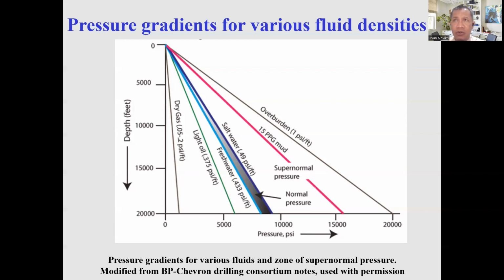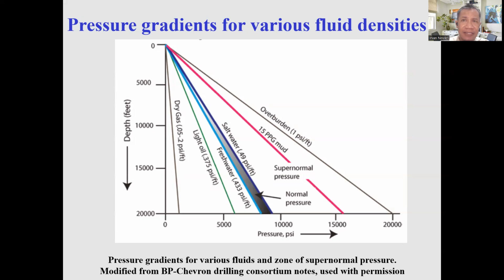Additionally, supernormal pressure occurs when the gradient exceeds a certain mud weight, while under-pressured zones with water have densities lower than that of salt water. Now, the pressure gradient for different fluids and the concept of the supernormal pressure zone.